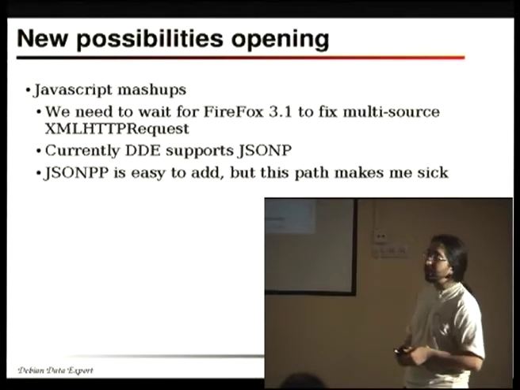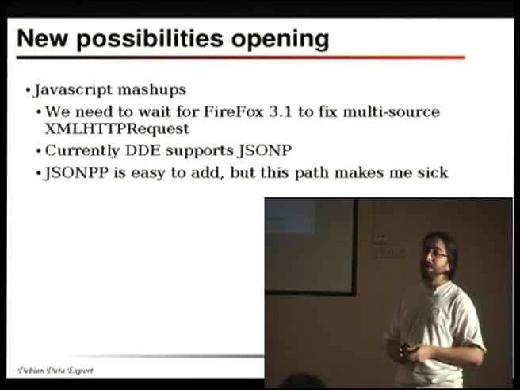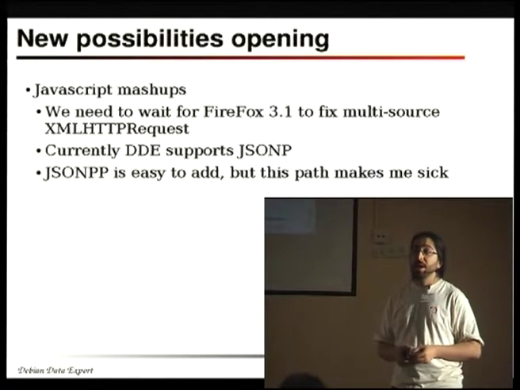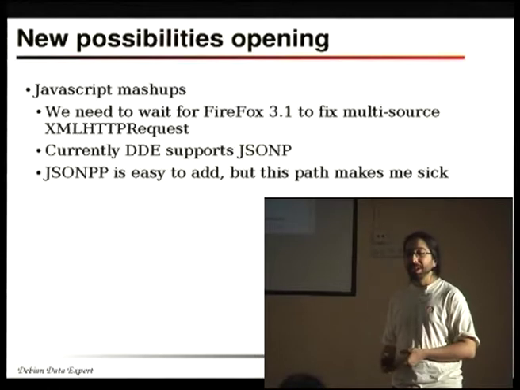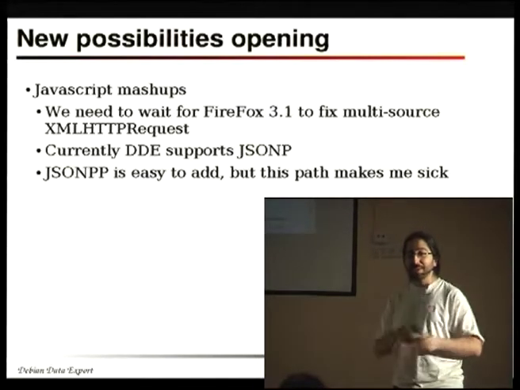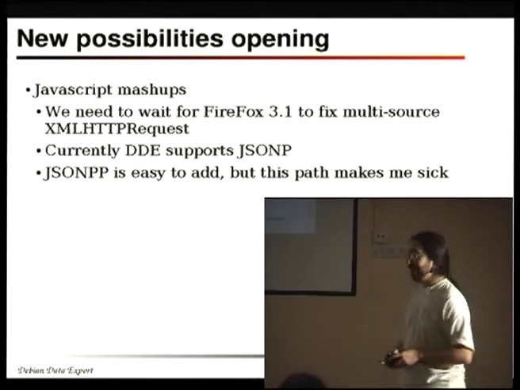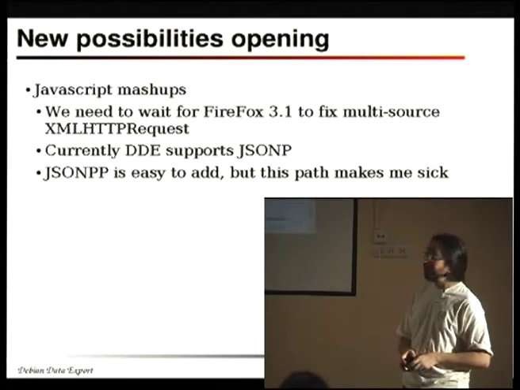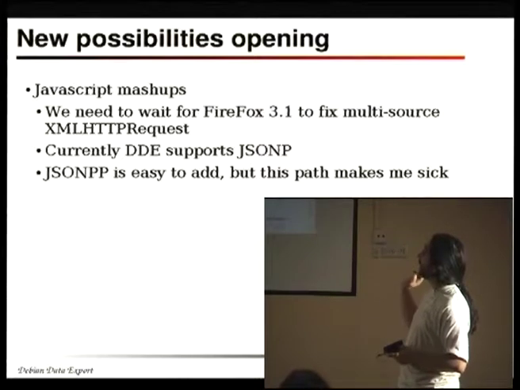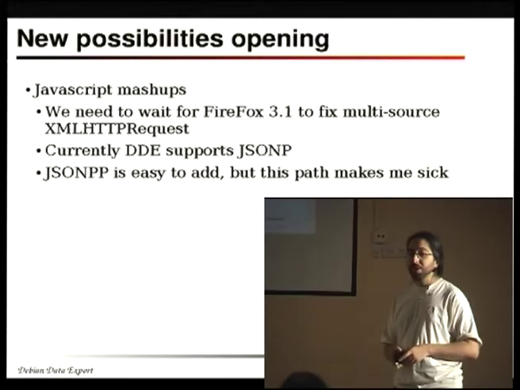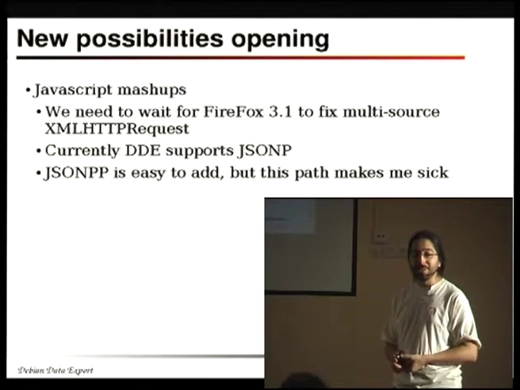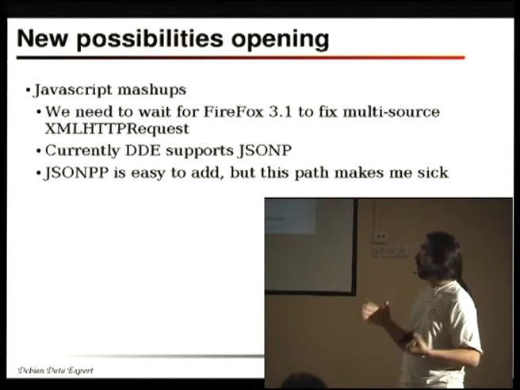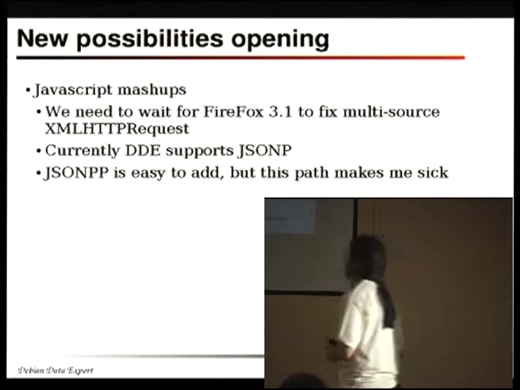DDE supports JSONP, which is a standardized attack against the HTML security model to allow you to get information from elsewhere, and is absolutely painful. I can even add JSONPP, which is an even worse attack against the JavaScript security model, but that road makes me sick.